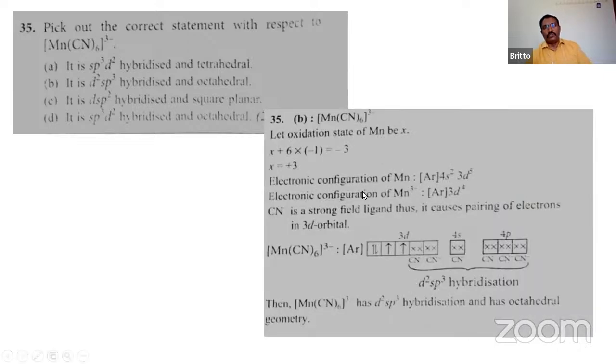So the oxidation state of Mn is +3. Electronic configuration of Mn is 4s2 3d5, and then Mn3+ is 3d4. Cyanide is a strong field ligand, thus it causes pairing of electrons in the 3d orbital. So it has octahedral geometry and d2sp3 hybridization. It's an inner orbital complex. It is paramagnetic because 2 unpaired electrons are there.